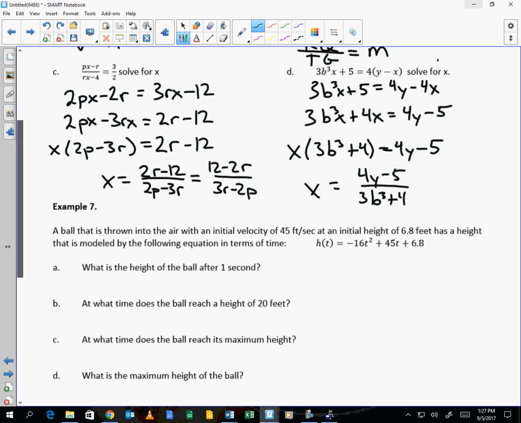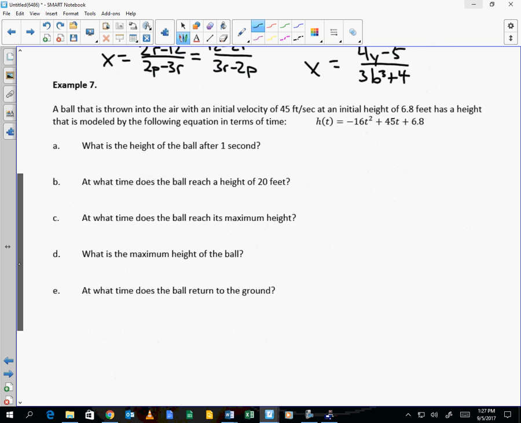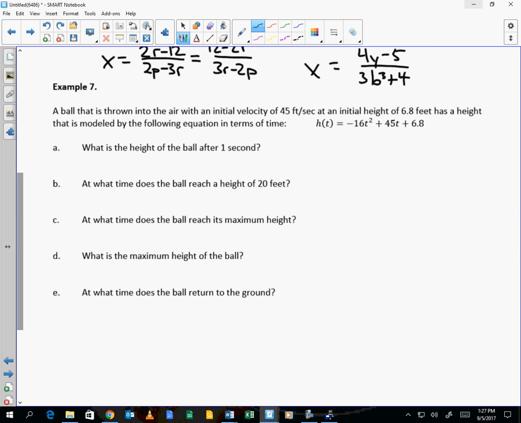So part of your assignment today is going to be solving literal equations. You're going to have to make sure you know how to do that for the test. All right, we finish up example 7, then you have time to work.